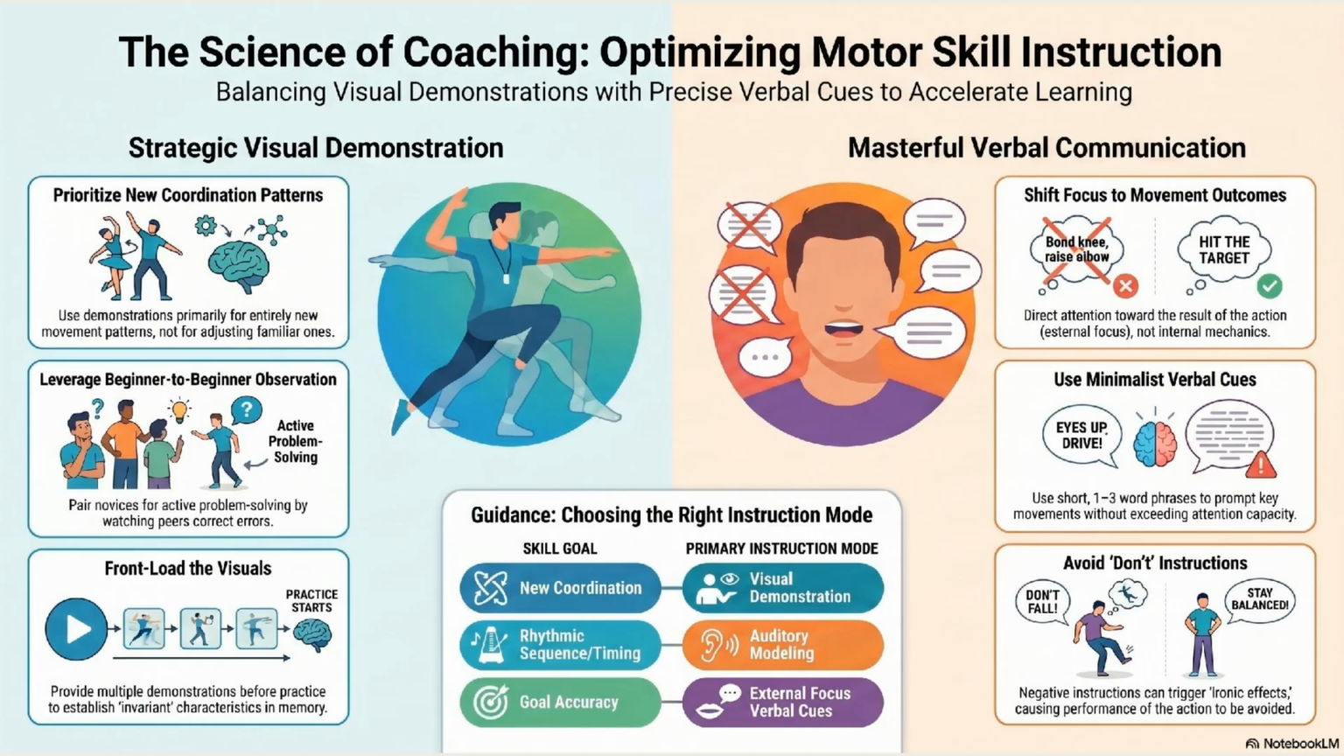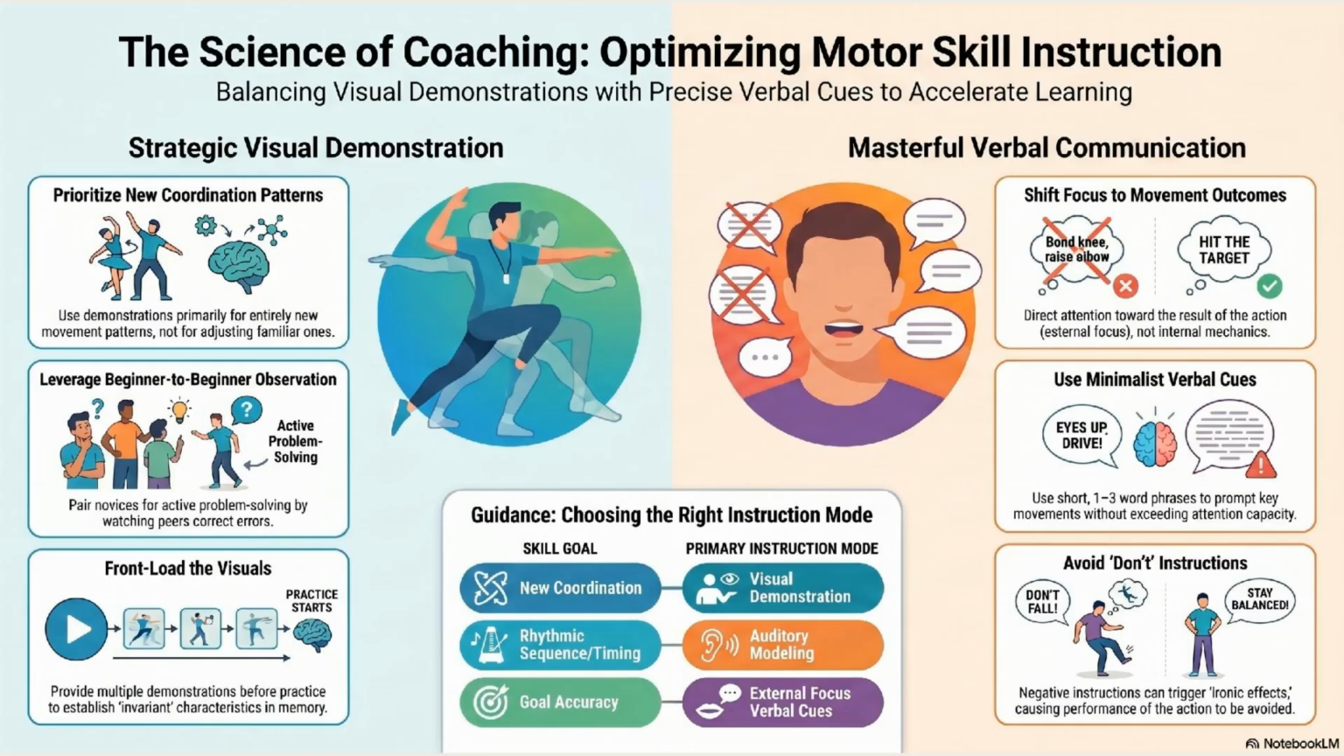This second sheet is the coaching version, the science of coaching, balancing visual demonstration with precise verbal cues on the field and the court. I especially want you to study the little decision guide in the middle because it's the whole chapter compressed into a single choice. It maps a skill goal to the right instruction mode. A new coordination calls for visual demonstration. Rhythm and timing call for auditory modeling, and goal accuracy calls for external focus verbal cues.